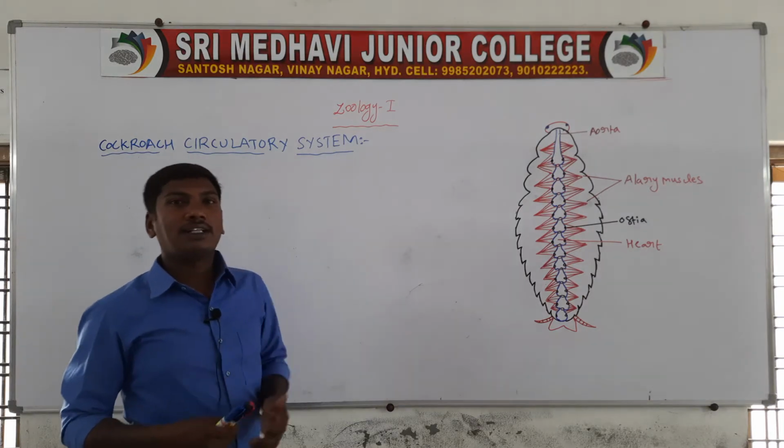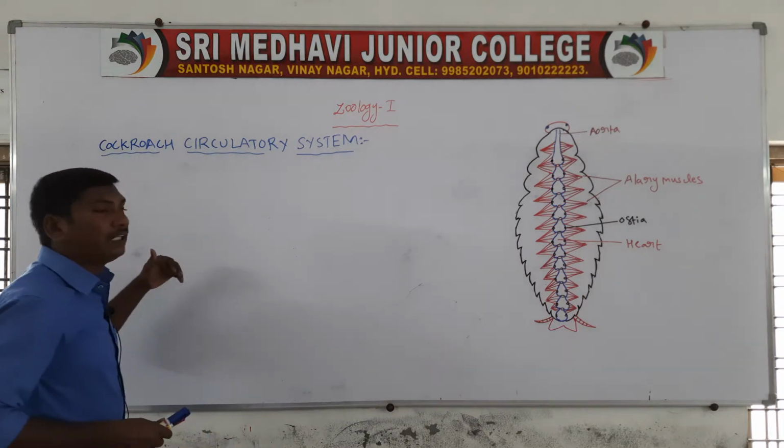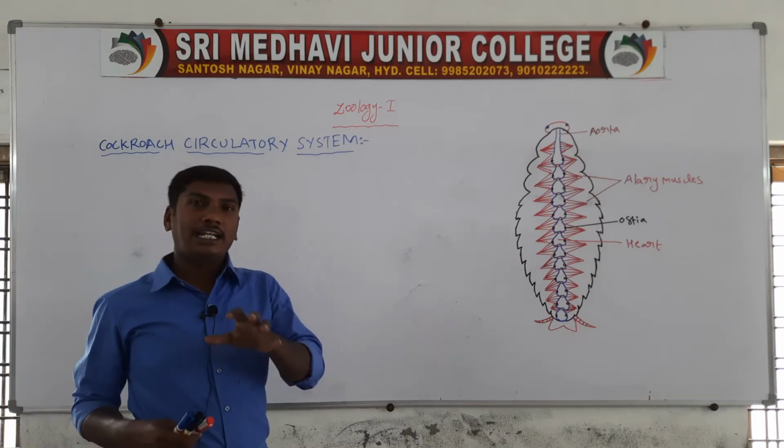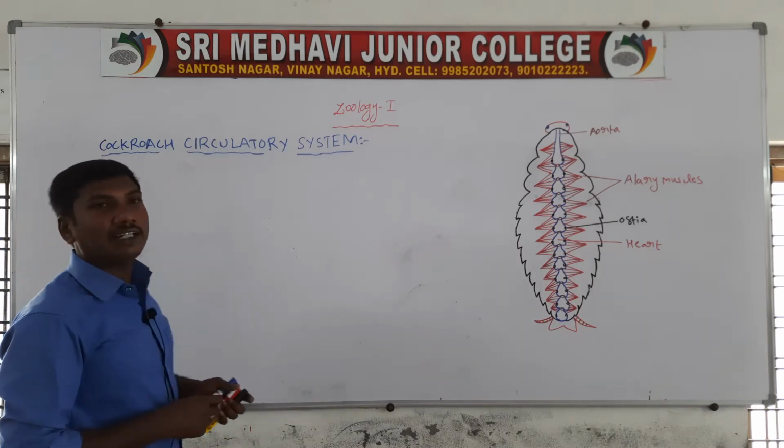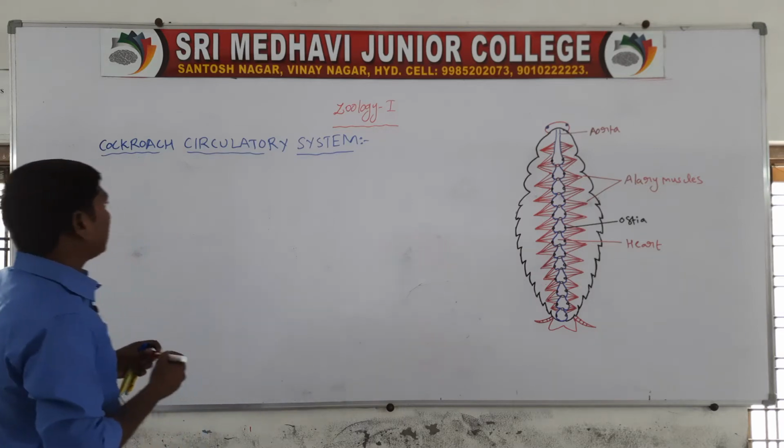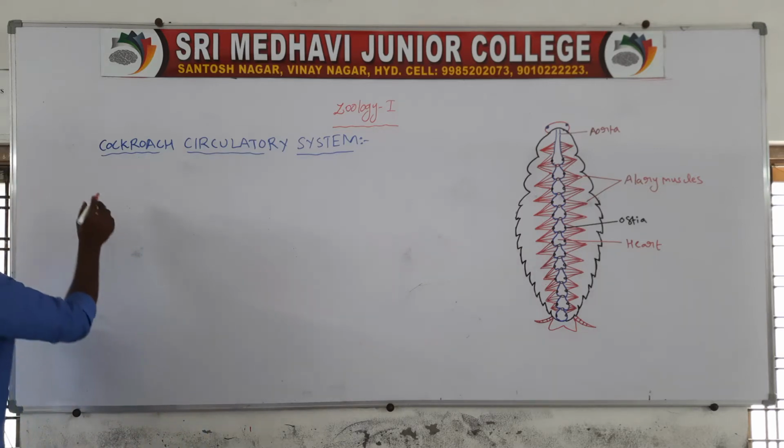The cockroach circulatory system is a very important question, carrying 8 marks. The first topic is the cockroach circulatory system. The cockroach circulatory system is an open type of circulatory system.